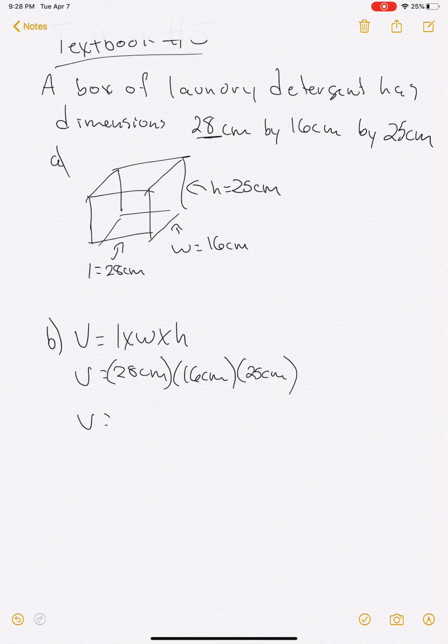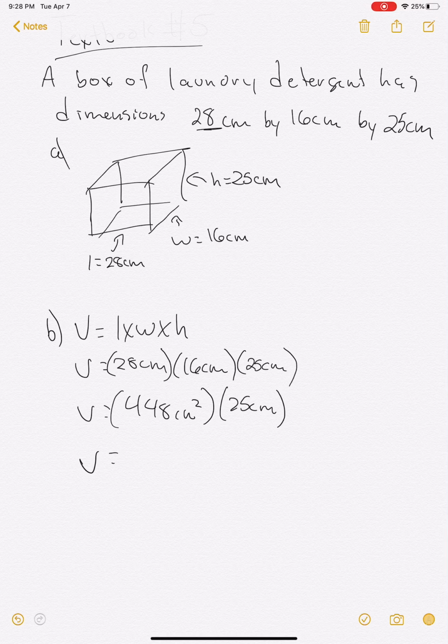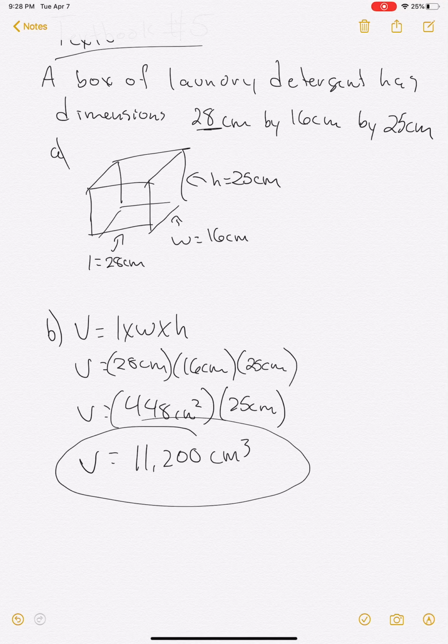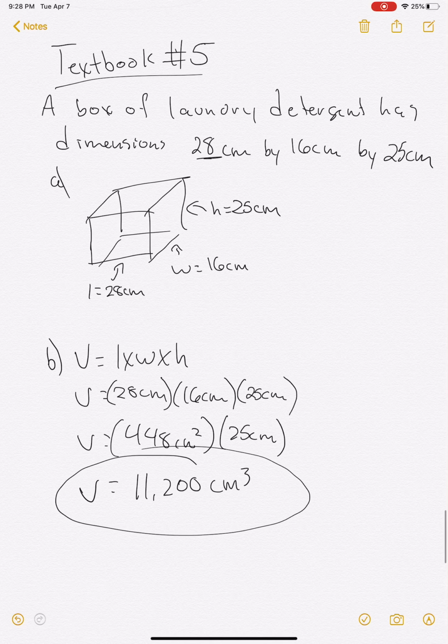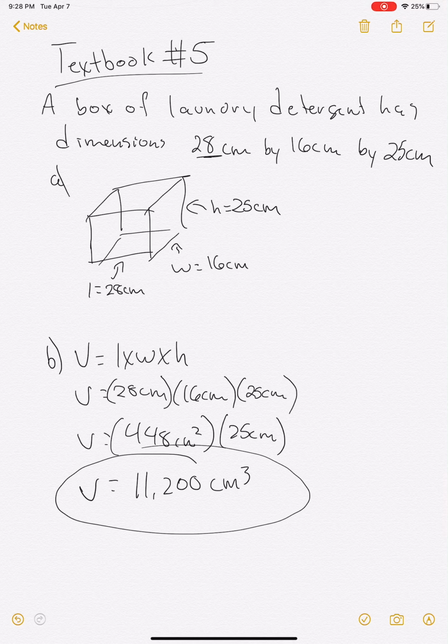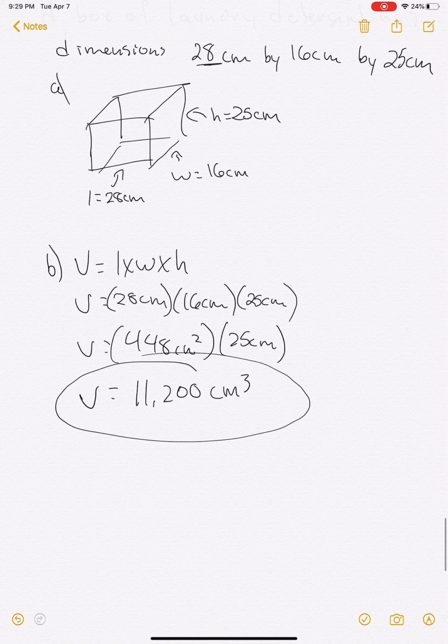So we got 28 times 16, which will give us 448 centimeters squared, times 25 centimeters. That will give us a grand total. So our volume would equal 11,200 centimeters cubed. And again, we're going to circle that. So that is number 5, and that's how you apply word problems. This one is just trying to get you to visualize the box. Other ones might not ask you to draw a box, but if you're still having trouble, just draw a box and plug in the numbers.